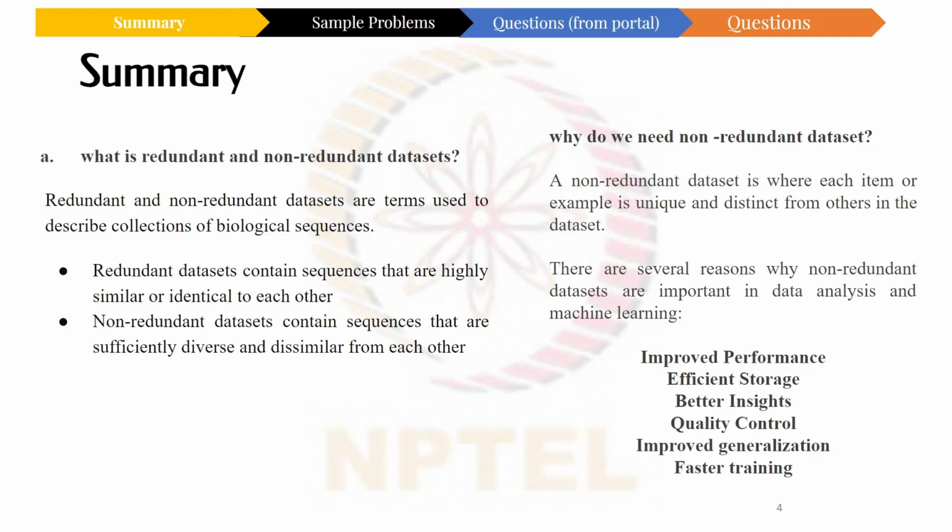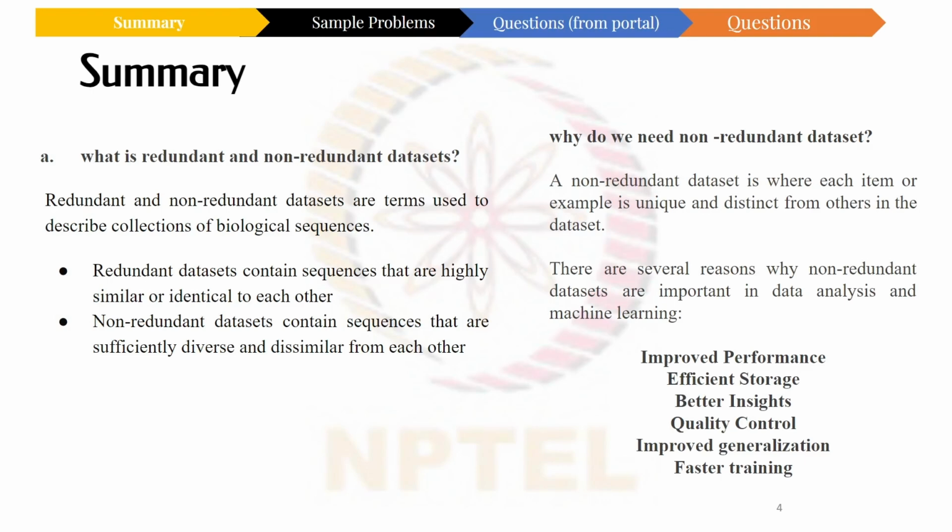Non-redundant datasets can lead to faster model training times as there is less data to process and fewer redundant patterns to learn. This can be particularly advantageous when working with large-scale machine learning models or when computational resources are limited. Overall, we can tell that non-redundant datasets play a crucial role in ensuring the quality, efficiency, and effectiveness of data analysis and machine learning tasks across various domains.